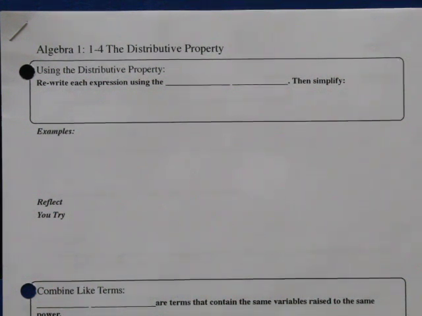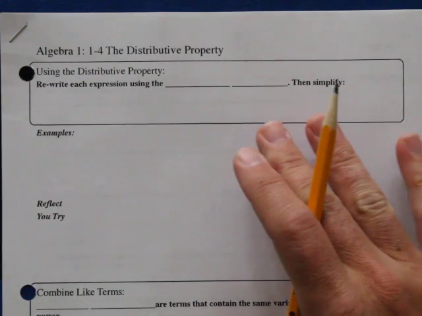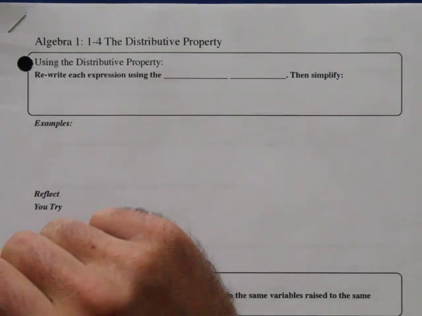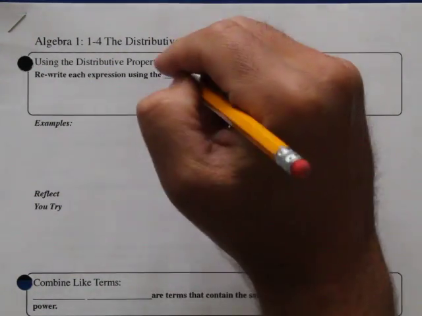Algebra 1, Section 1-4, the distributive property. So we're going to get right into these notes here. Rewrite each expression using the distributive property.